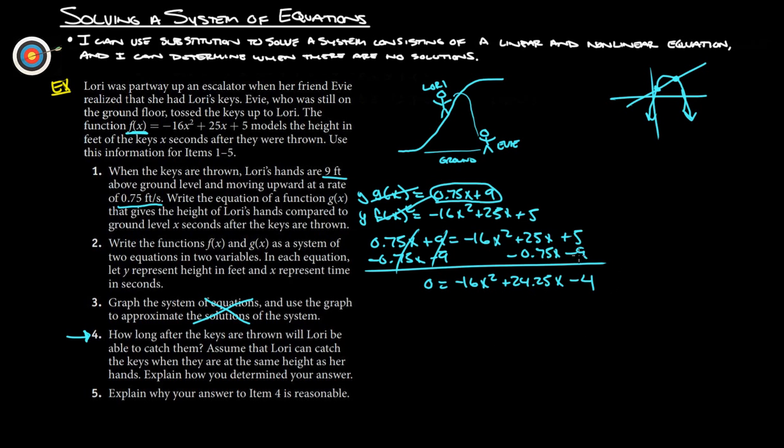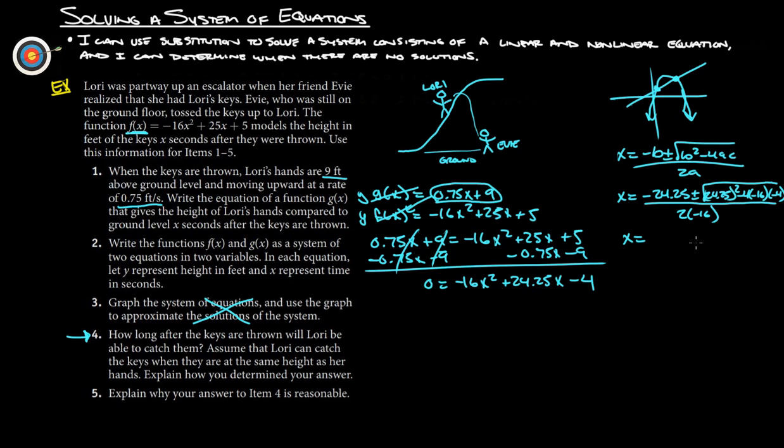awful. So this is definitely a great one to plug into the quadratic formula, which is x equals negative b plus or minus the square root of b squared minus 4ac, over 2a, right? So in this case, our b here is 24.25, so negative 24.25 plus or minus the square root of 24.25 squared minus 4 times negative 16 times negative 4. We can barely see that. That should hopefully show up. All over 2 times negative 16.